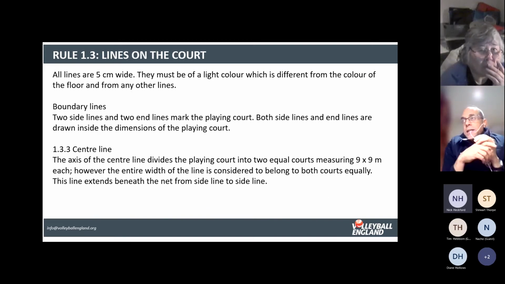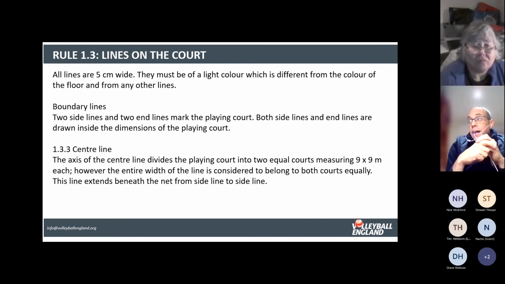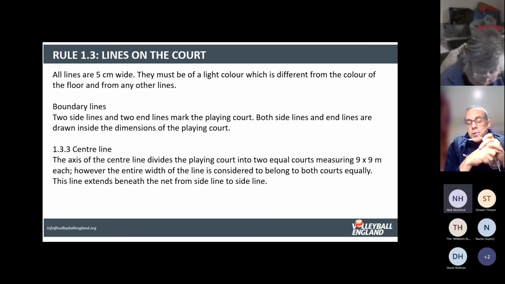Right. So the lines on the court, the lines are 5 centimeters wide, and all lines, there is one line that is not 5 centimeters, but all lines and bands on the net and everything is 5 centimeters wide. And they should be of a light color, which differentiates them from the floor and any other lines, which you just need to do when you're focusing on the court. Then these lines form the boundary lines. So these are the 2 side lines and the 2 end lines, marking the playing court. And they are drawn inside the dimensions of the playing court.